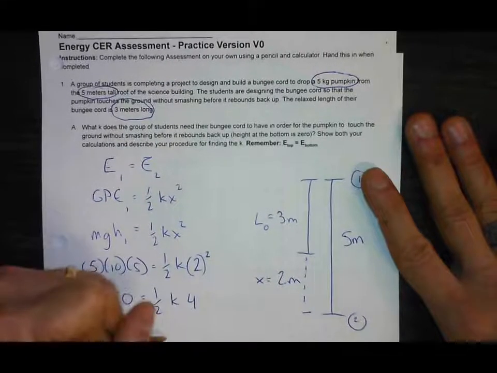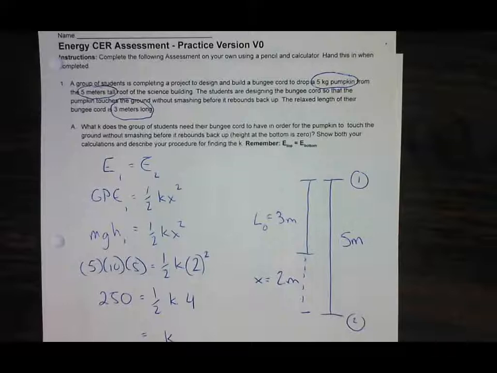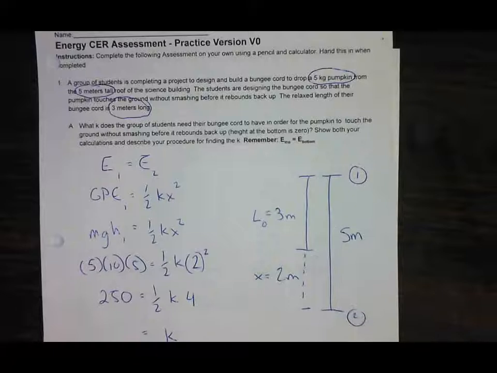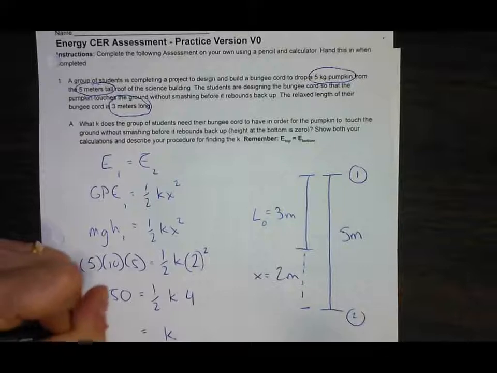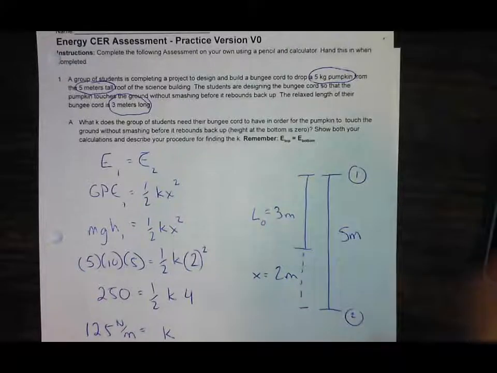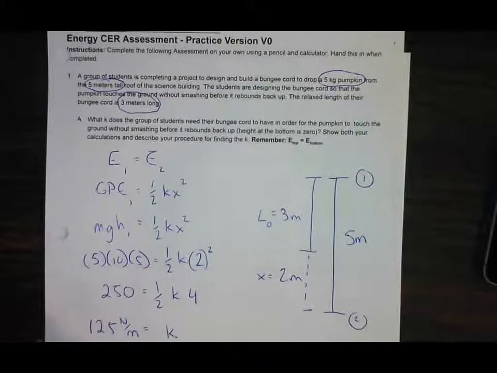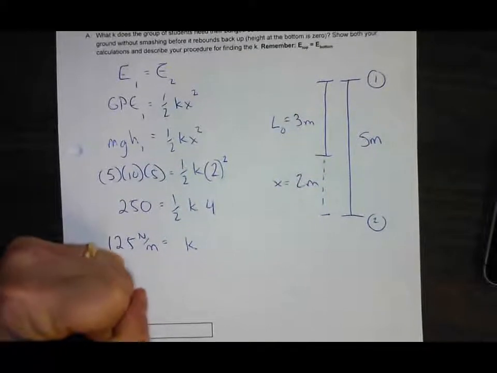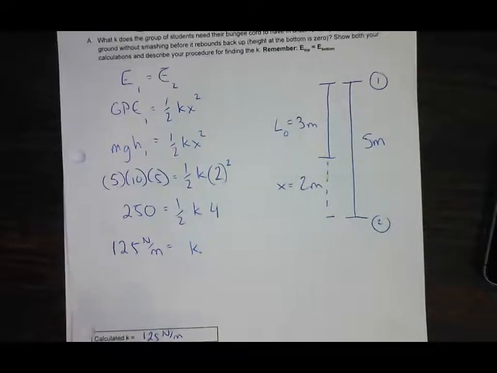My K, in this case, let me get my calculator. So my K is, let's see here, 250. I'm going to divide by 4, and then divide by 0.5. The K I need is 125 newtons per meter. And so the K I need, I'll write down here, 125 newtons per meter.